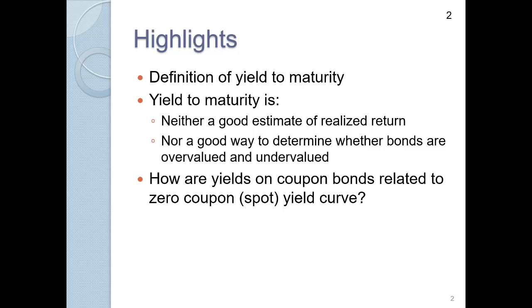First, that the yield to maturity is not a good estimate of realized return, and the second thing is that it is not a good way to determine whether bonds are overvalued or undervalued. And finally, we're going to see how yields and coupon bonds relate to the zero coupon yield curve.